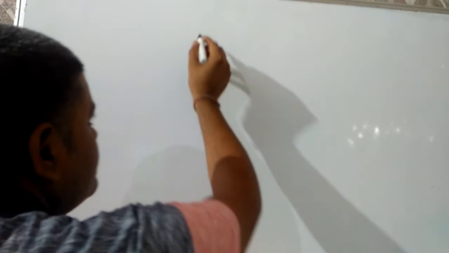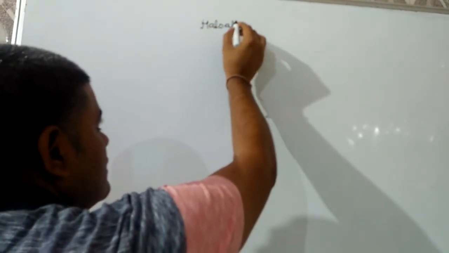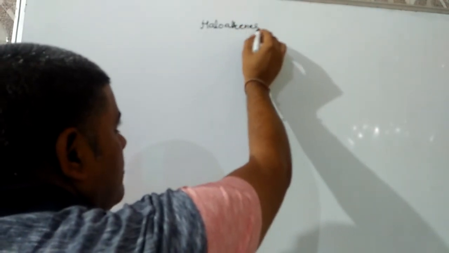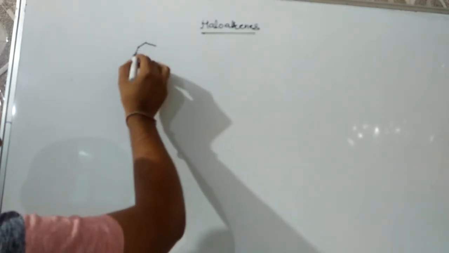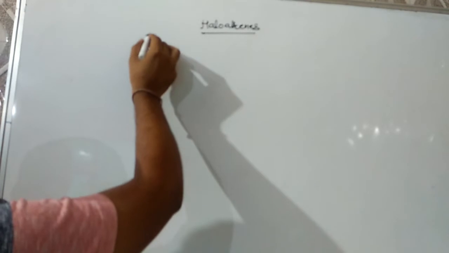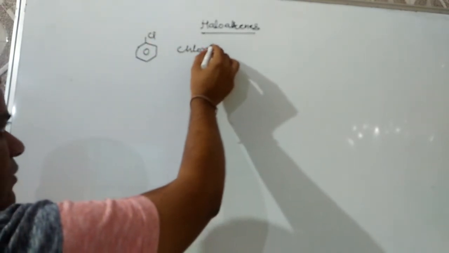So today we are going to discuss the methods of preparation and properties of haloarenes. As from the name, we get an impression. Haloarenes are those compounds in which the halogen atom is present on the benzene ring. For example, if benzene has chlorine on it, then it will be chlorobenzene.